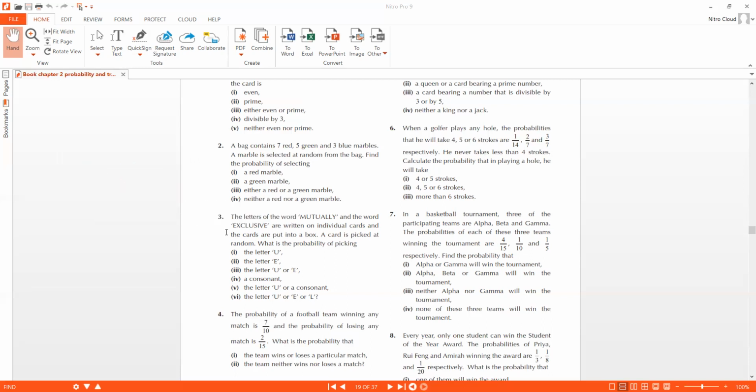So letter U, 3, or what are the total numbers? 1, 2, 3, 4, 5, 6, 7, 8, 9, 10, 11, 12, 13, 14, 15, 16, 17. So total alphabets are 17. So what is the probability of picking the letter U? 3 over 17.